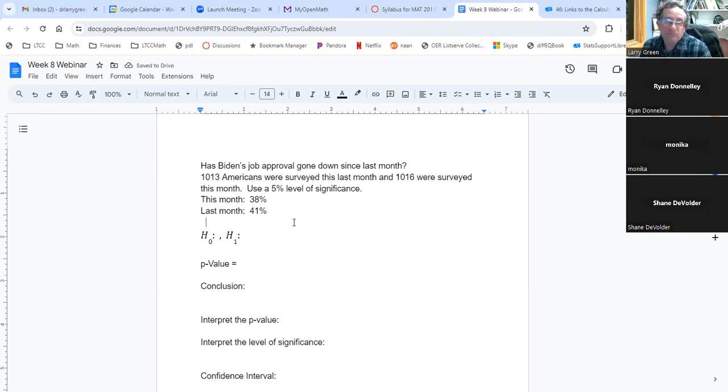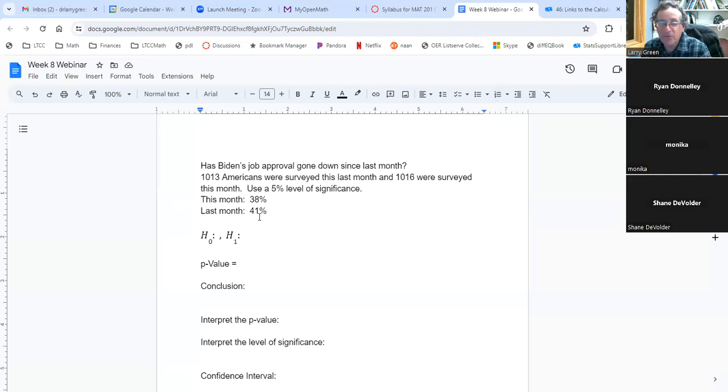All right, well, this month, is it less than last month? Take a look at our numbers. Is it less than last month? 38% this month, 41% last month. So the answer is we don't know. We only know about these 1,016 and 1,013 Americans, where there's again hundreds of millions of Americans. All we have is a survey. So, yeah, in the sample, definitely this month had a drop in job approval. But that's just a sample.